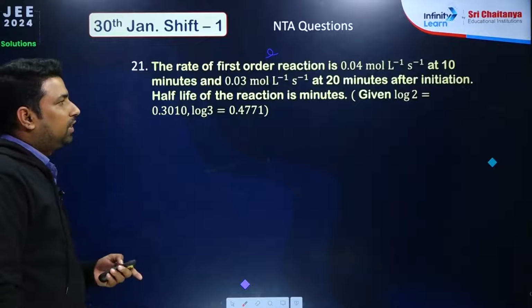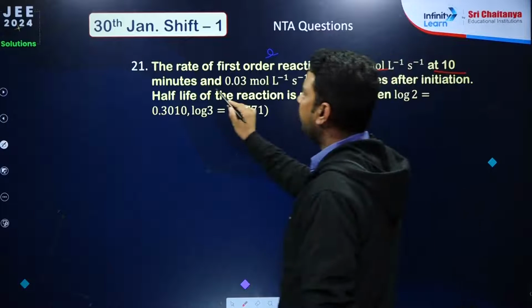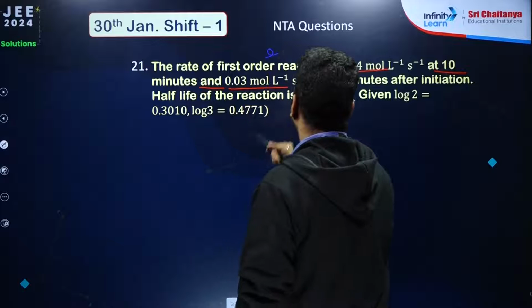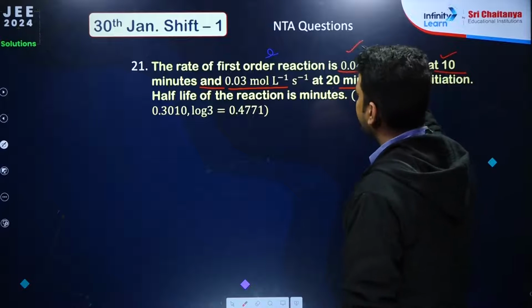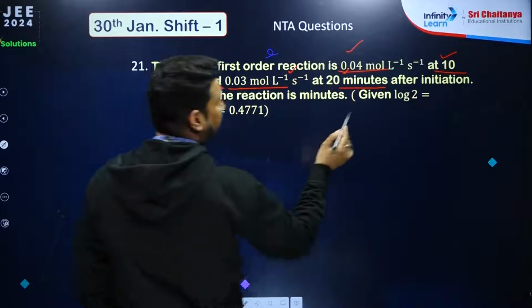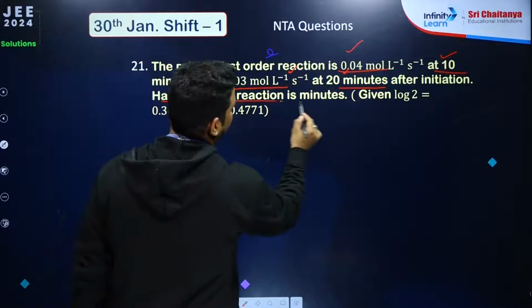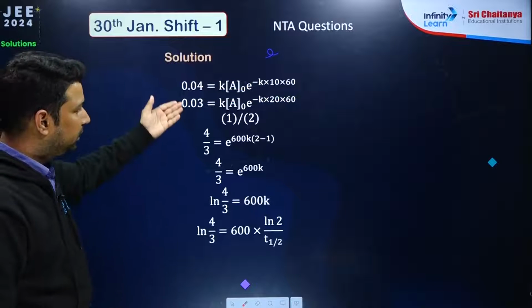The rate of a first order reaction is 0.04 at 10 minutes and 0.03 mole per liter per second at 20 minutes. At 10 minutes, this is the rate. At 20 minutes, this is the rate. After initiation, the half-life of the reaction is in minutes. I have to calculate the half-life.